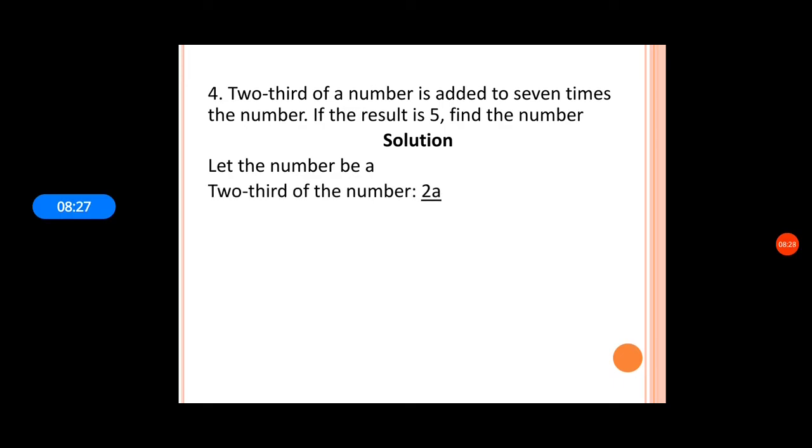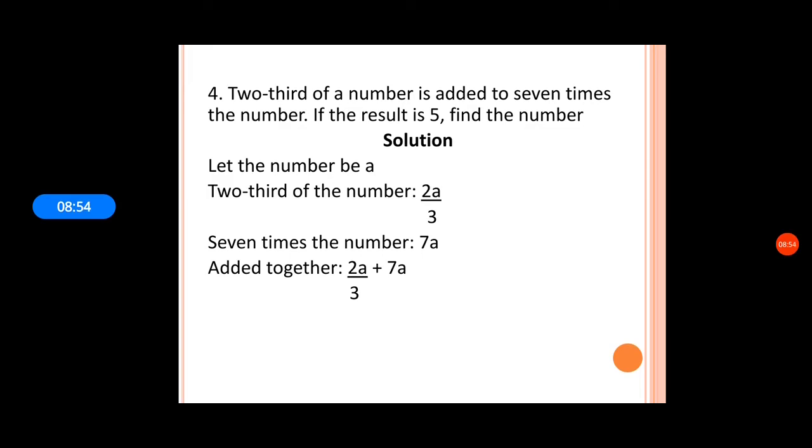Then 2/3 of a number is 2 over 3 times the number, that is 2A over 3. Then 7 times the number is 7 times A, which is 7A. What I did here is to do them separately so that we can bring them together later for better understanding. So added together, we have 2A over 3 plus 7A. Now we have formed an expression.